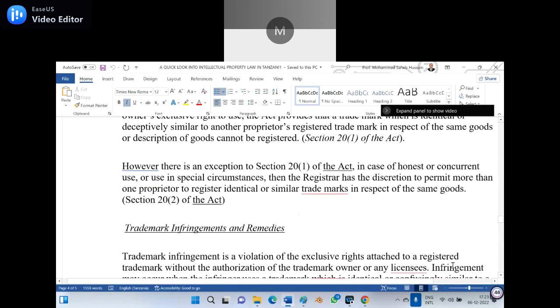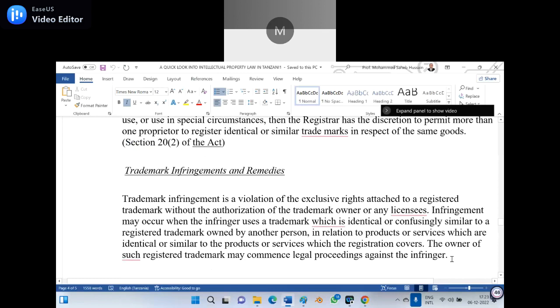However, there is an exception to Section 20, Clause 1 of this Act. So let us see what it is. In case of honest concurrent use or use in special circumstances, the registrar has the discretion to permit more than one proprietor to register identical or similar trademarks in respect of the same goods. Section 20, subsection 2 of the Act clearly makes clear when the trademark can be registrable and when it cannot be registrable.